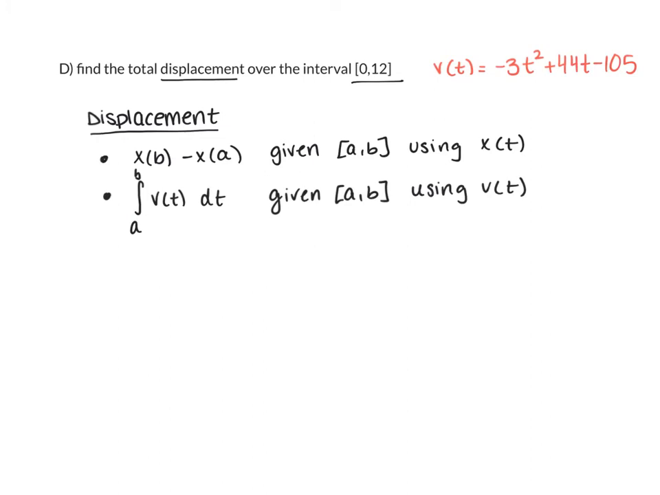So we're going to integrate over the interval from a to b, so a is 0 and b is 12, of our v of t function, which is negative 3t squared plus 44t minus 105 dt. We can do this one of two ways. We can do it by hand by integrating and then plugging in these two values, or you could just type this whole thing into the calculator and get an answer.